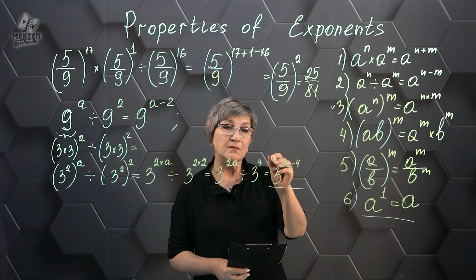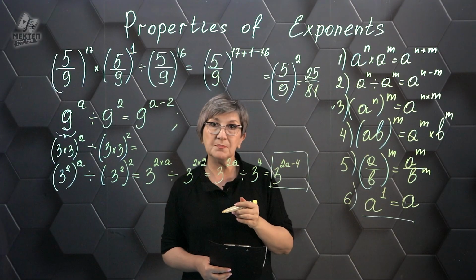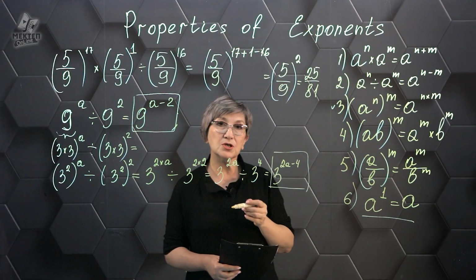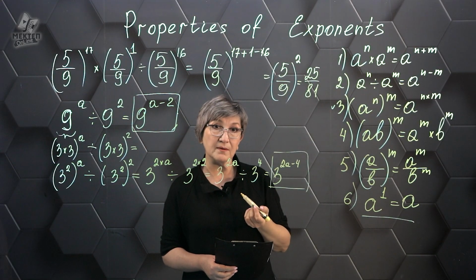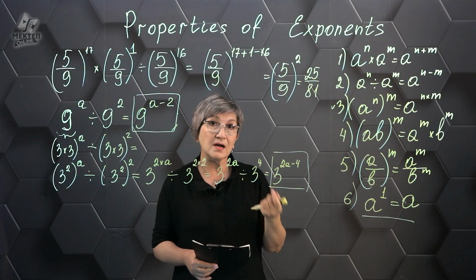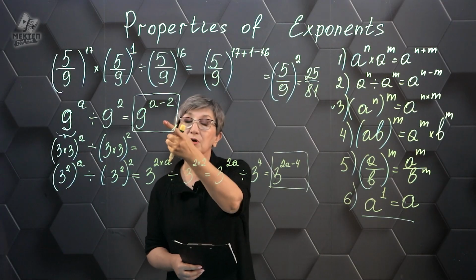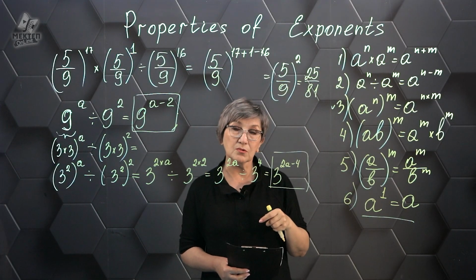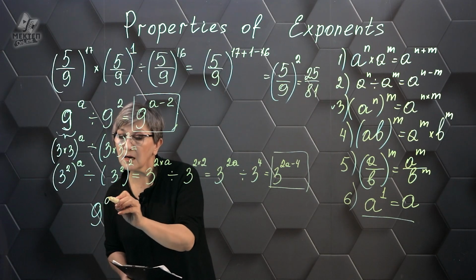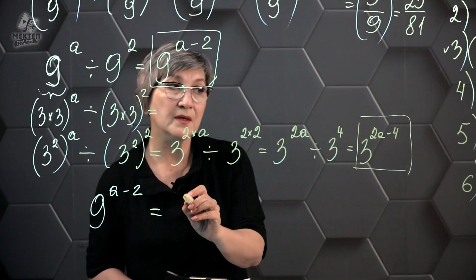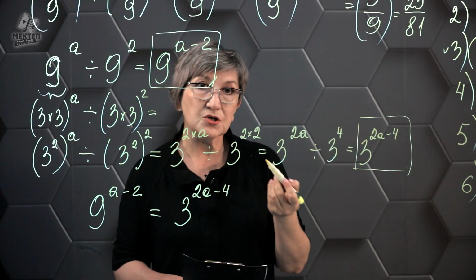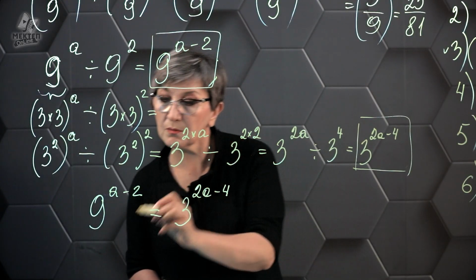But in this case, we got the answer 3 to the power of 2a minus 4. And in the first method, we got the answer 9 to the power of a minus 2. So we see that the answers are written differently. Let's prove that these answers are equal to each other. What can I do? Let's write 9 to the power of a minus 2 equals 3 to the power of 2a minus 4. Why are these expressions equal to each other?